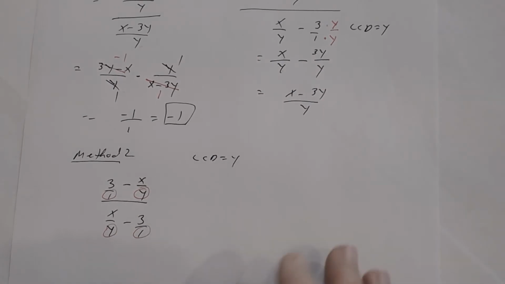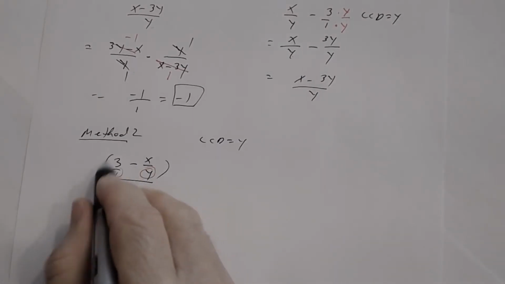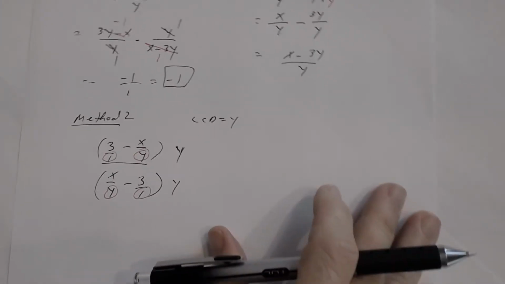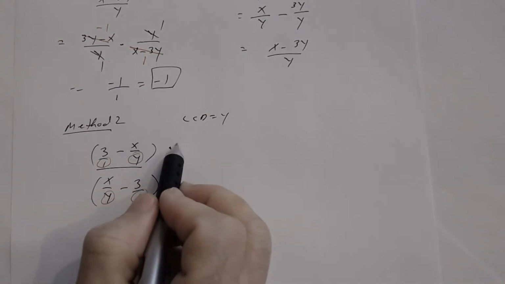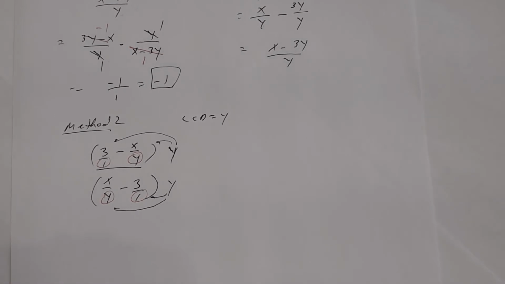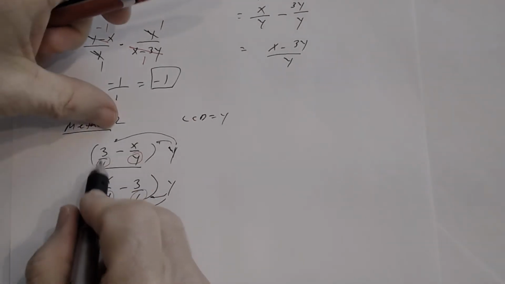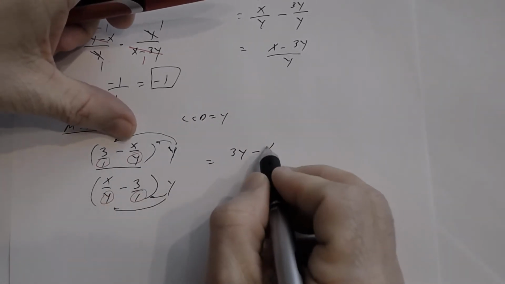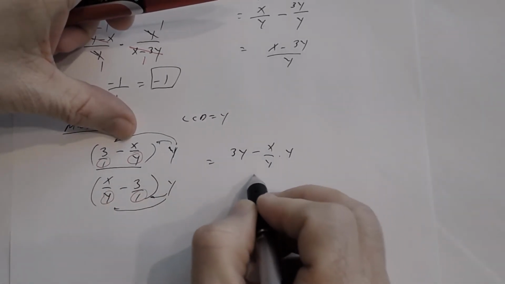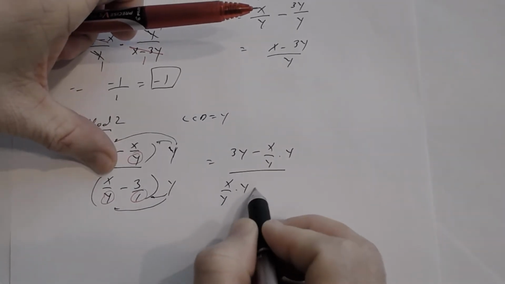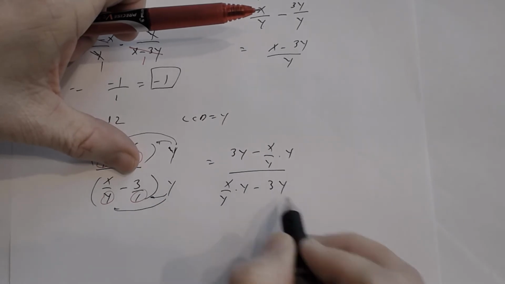So once you find the LCD, then you're going to multiply both numerator and denominator by that LCD. So every term, every fraction will be multiplied by y. Okay? So that's what's happening. So here's what we get. We get 3 times y minus x over y times y, right? Divided by x over y times y minus, and that's just 3 times y.